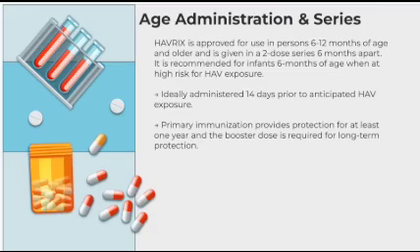Age administration in series. HAVRIX is approved for use in persons 6 to 12 months of age and older and is given in a 2-dose series 6 months apart. For optimal protection against hepatitis A, HAVRIX should be given 14 days prior to an anticipated exposure.